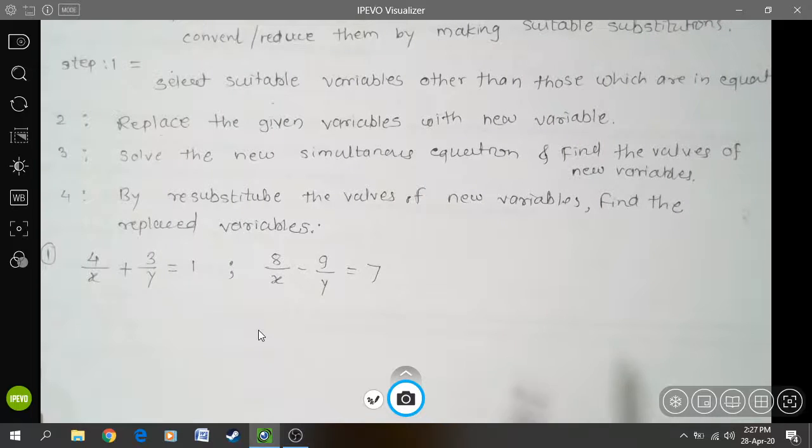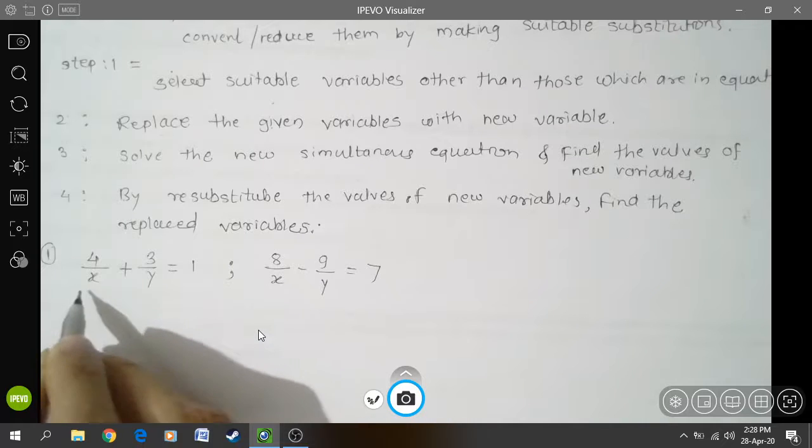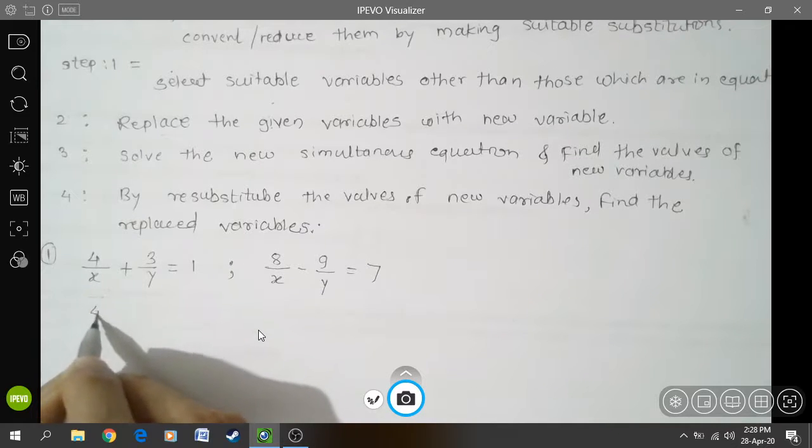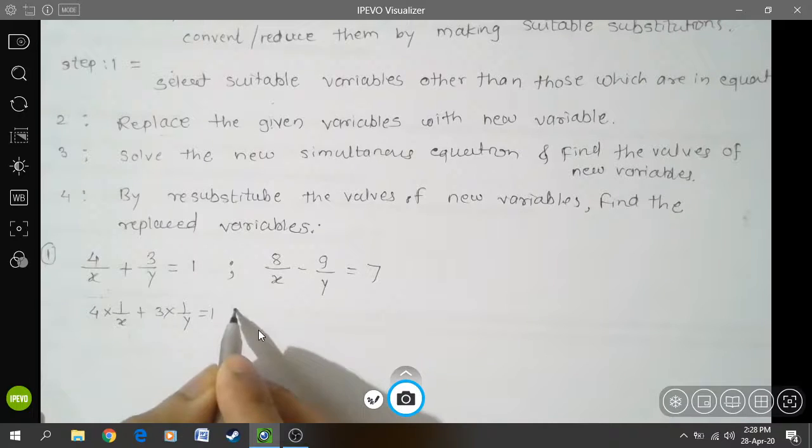These are the steps we should follow. What is step number 1? Select suitable variables other than those which are in the equation. The equation contains variables x and y, so we will take the variables p and q for replacing them. But what should we replace? We should find what is common in both equations. We can write equation number 1 as 4 into 1 upon x, and then 3 into 1 upon y is equal to 1.